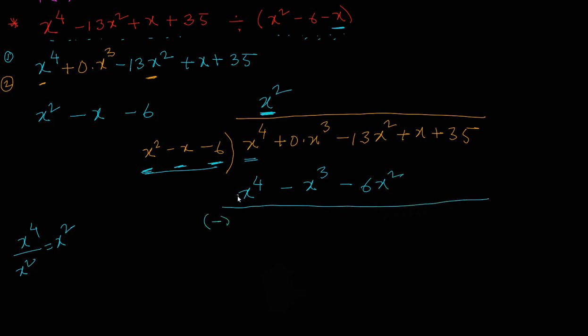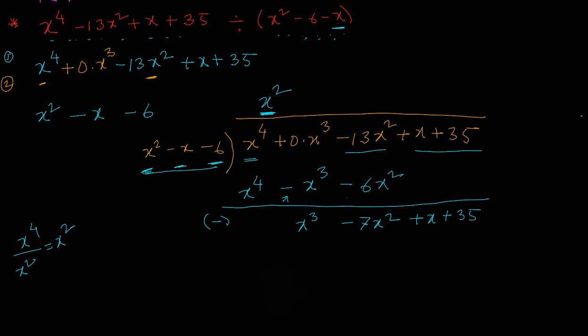All right, now I am going to subtract. If I subtract, of course, positive is going to be negative, negative is going to be positive, and negative is going to be positive. So first two terms cancel out. This negative is going to be positive, so positive x cube. So 0x cube plus x cube becomes x cube. Then negative 13x square and positive 6x square becomes negative 7x square. And then I'm going to write down the other two terms, which is plus x plus 35. Okay, so this is the end of these steps.